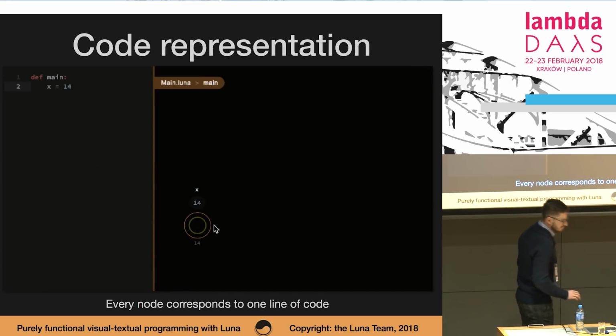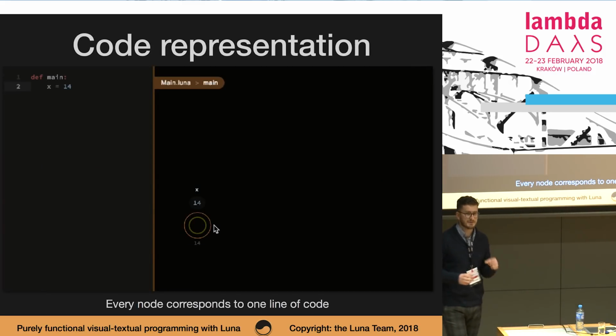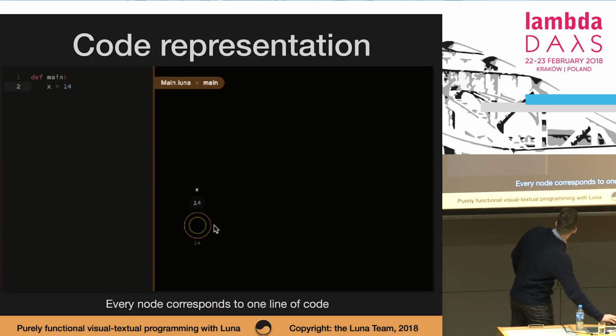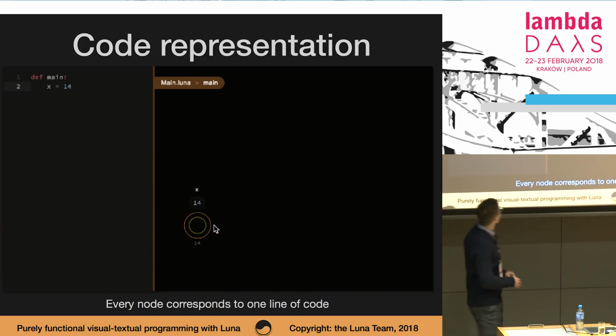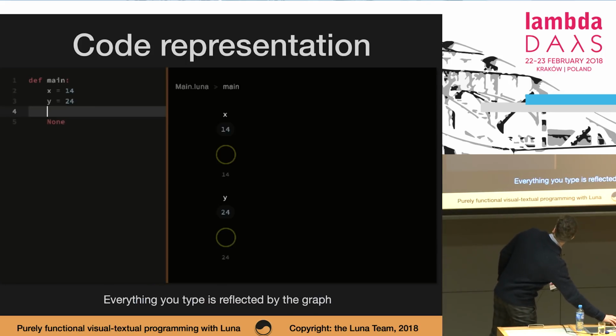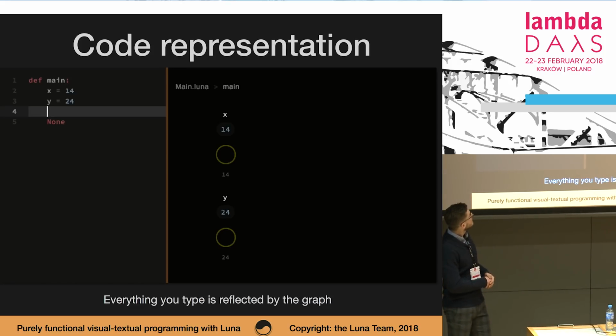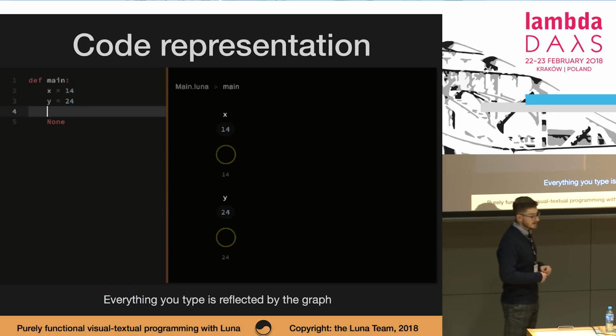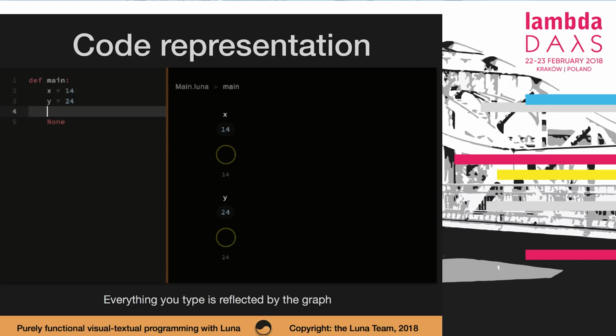But onto the coolest feature of Luna. Luna is a visual-textual language. Right now, we were only focusing on the visual part. But hey, everything you do in the graph is actually reflected by code. You create a node, and the line gets created. But actually, it works the other way around. So if you type something, it is reflected by the graph. So if you have attended yesterday's keynote, those two representations would be isomorphic.